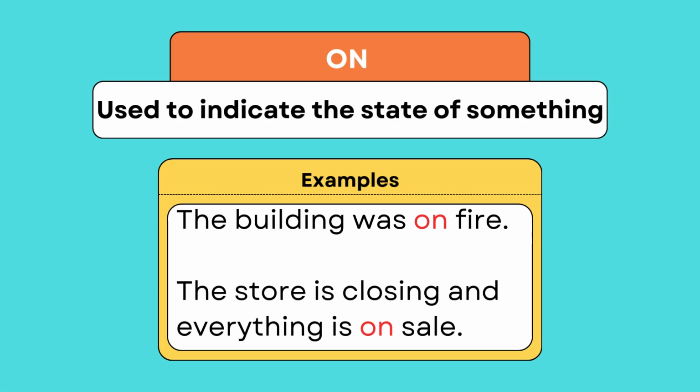We can also use on to indicate the state of something. The building was on fire. The store is closing and everything is on sale.